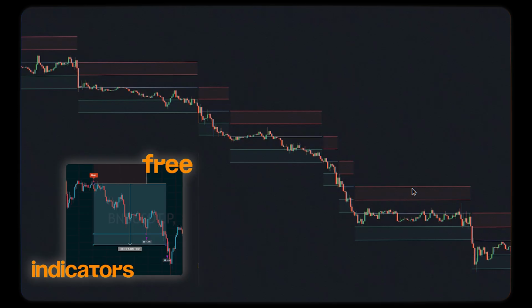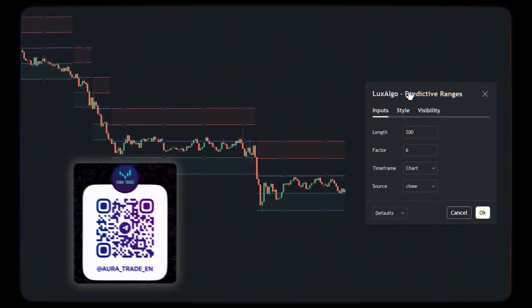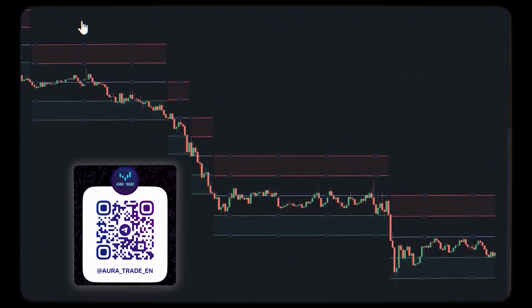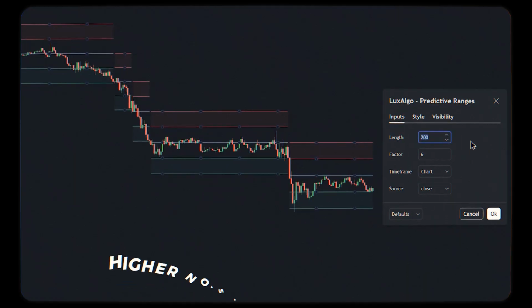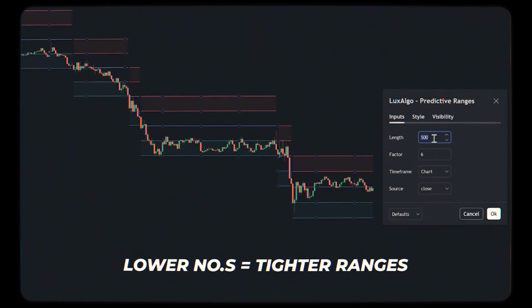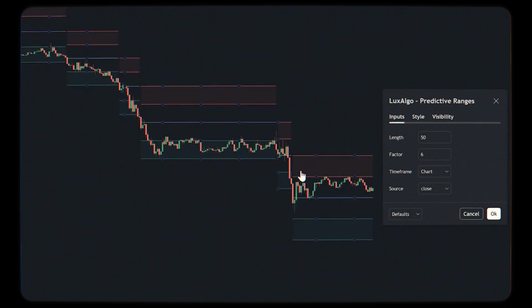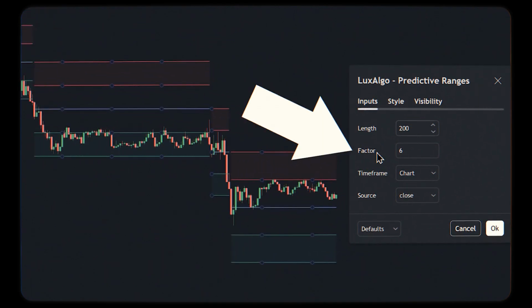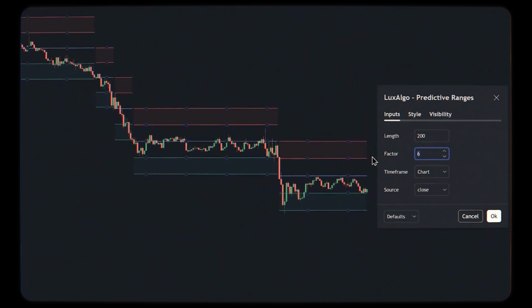Now, in the settings of this indicator, you can see that we can change the length. This setting adjusts the ATR length used in the calculation. Higher numbers provide smoother and wider ranges, while lower numbers generate tighter and more sensitive ranges. Next, we have the factor. This controls the width of the ranges.